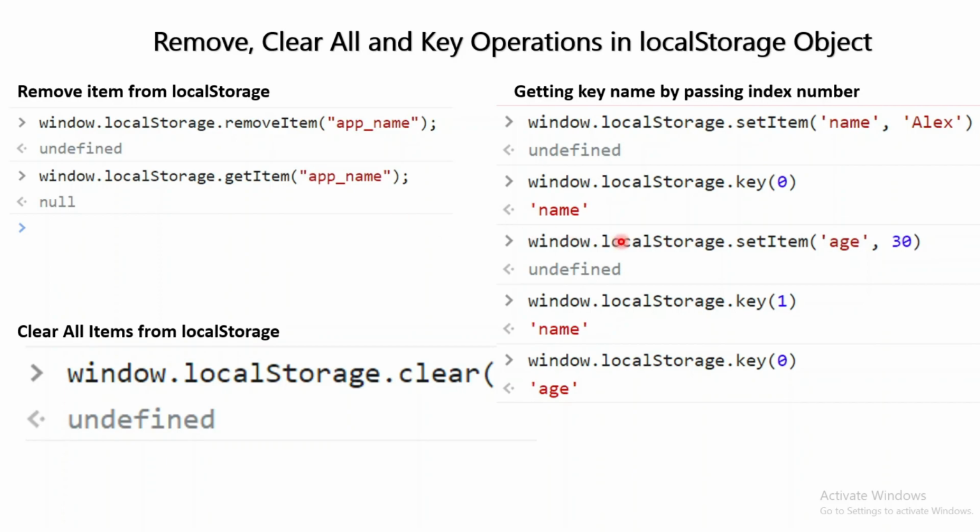And here is another method where, if you want to retrieve a particular key name by passing the index, it will return the name of the key whenever you pass the index here. So here in setItem, I'm creating a new item with the key name and value as Alex. When I call key by passing index 0, it will return the name. After that, I created another item with setItem and added some other data related to age. Now if I try to retrieve it, key 1 returns name and key 0 returns age.